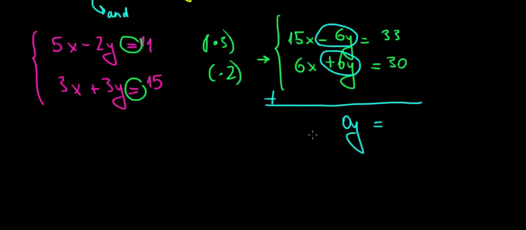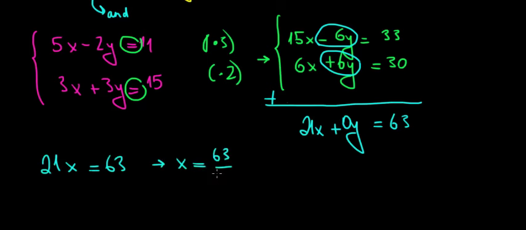15x plus 6x, that's 21x. And 33 plus 30, that's equal to 63. Now, 21x plus 0y. Well, 0 times y is just 0, so we can leave it out. Meaning that we have 21x equals 63, such that x equals 63 divided by 21, and that equals 3. So we found our first variable.